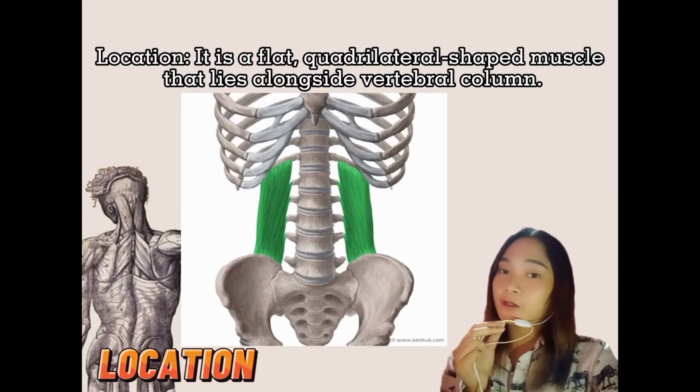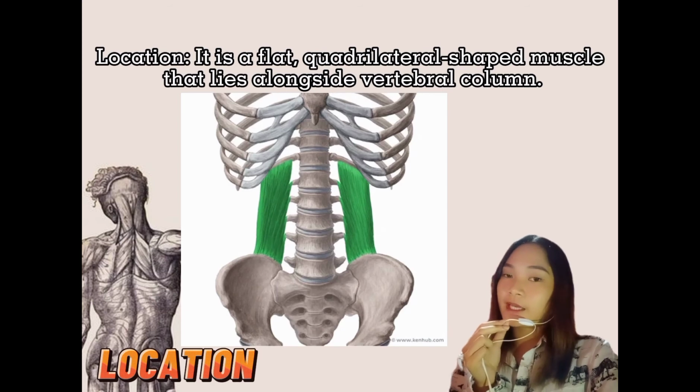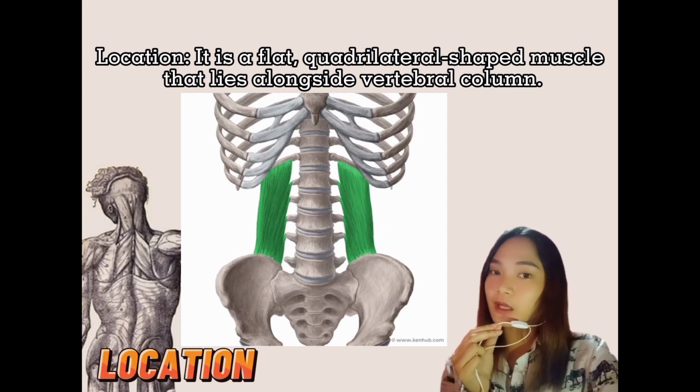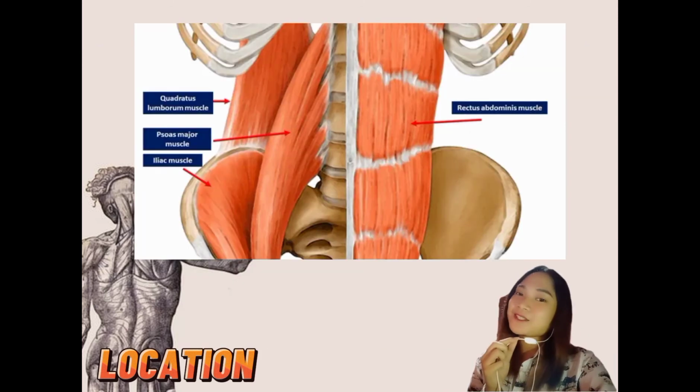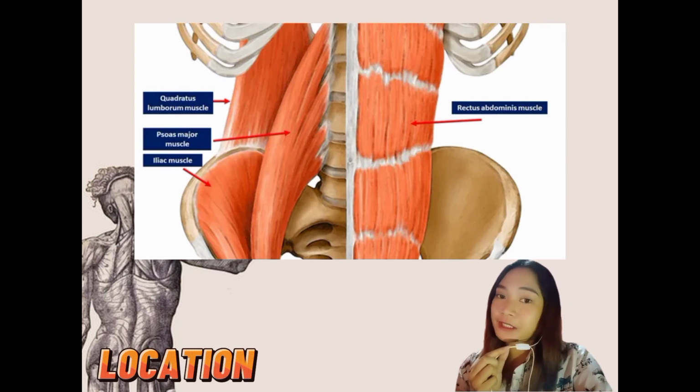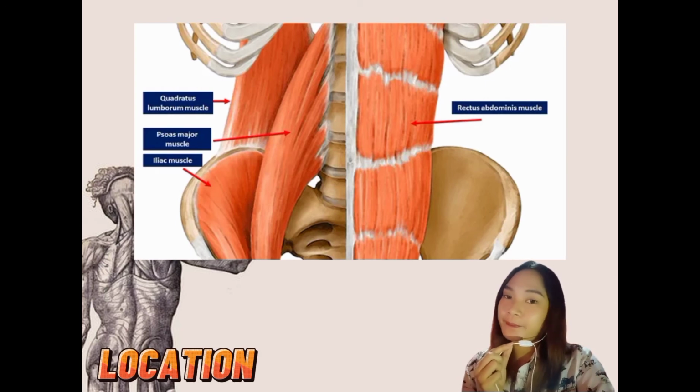In terms of its location, it is a flat, quadrilateral-shaped muscle that lies alongside the vertebral column. Coming to the anatomy, the quadratus lumborum muscle attaches to the transverse process, the posterior iliac crest, the lowest rib, and the iliolumbar ligament.